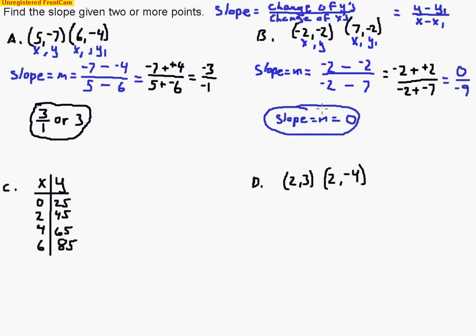Well, let's see what happens up here. Here we have 4 points. We've got 0, 25, 245, 465, 685. Well, we don't need all those points. We only need 2 points. So I usually take out the ones with bigger numbers. Just cross them off. We don't need those. All we need are these.